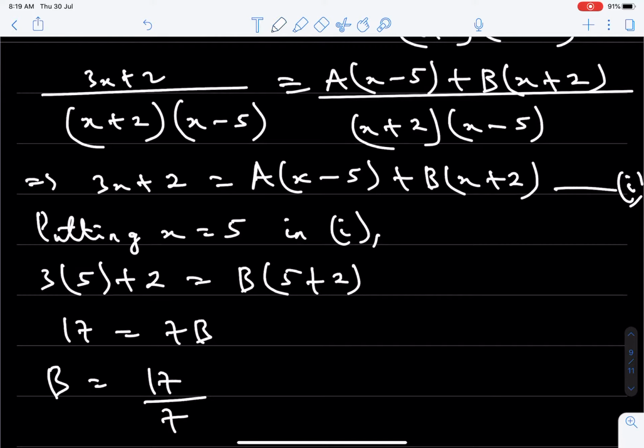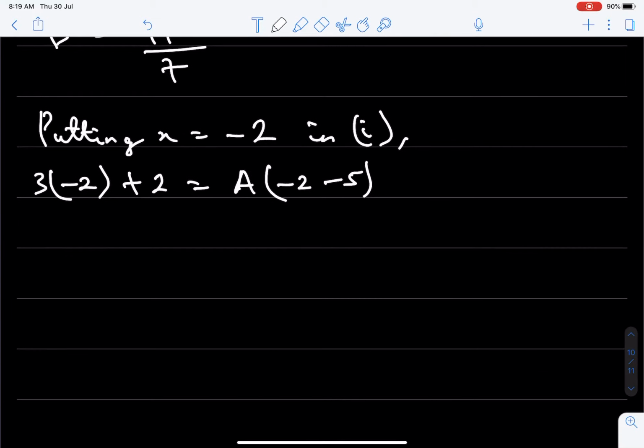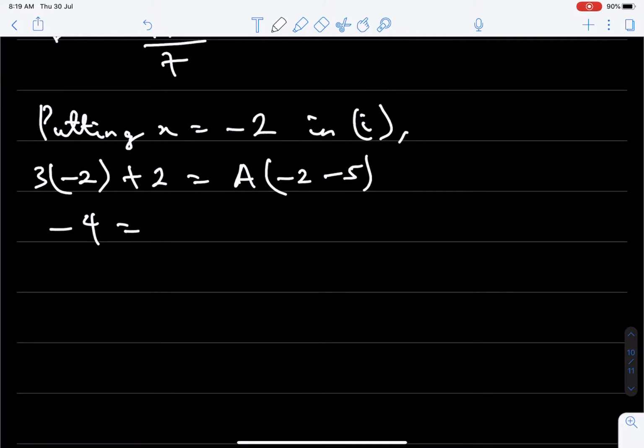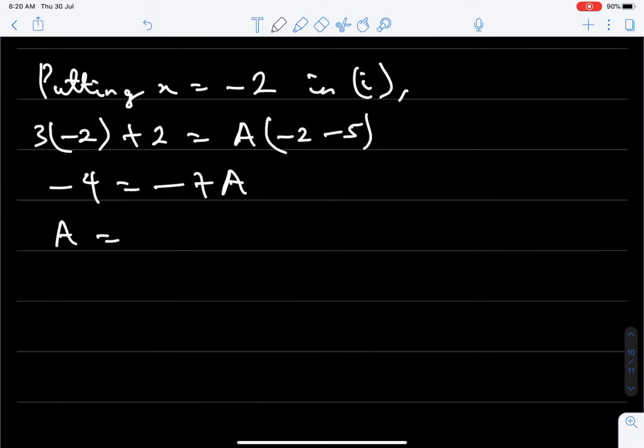3 times minus 2 plus 2 is equal to a into brackets minus 2 minus 5, and this will be out. Minus 2 plus 2 is 0, so when you multiply that by b, you get 0. So I'll be left with 3 times minus 2 plus 2 equals a times minus 2 minus 5. And that's minus 6 plus 2, which is minus 4, equals minus 7a. And that means a equals, when you divide both sides by minus 7, a equals 4 over 7.